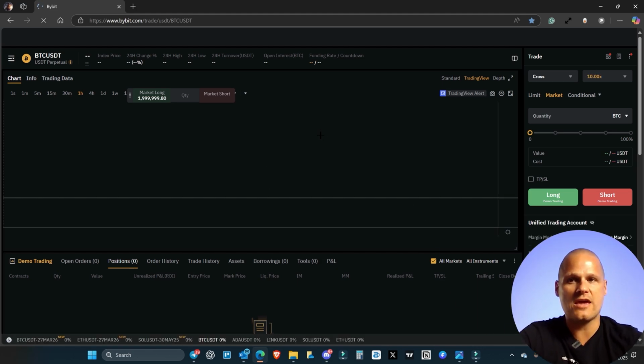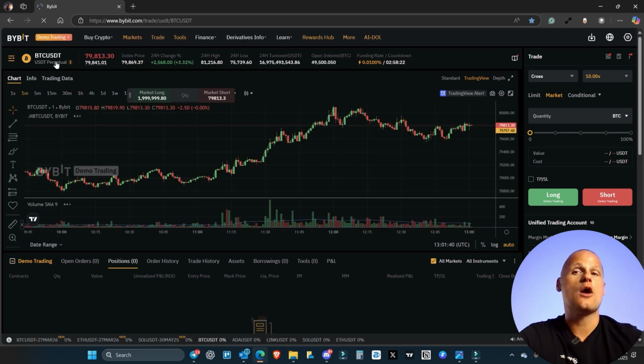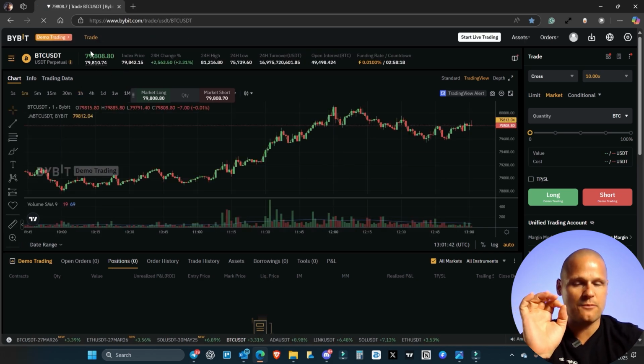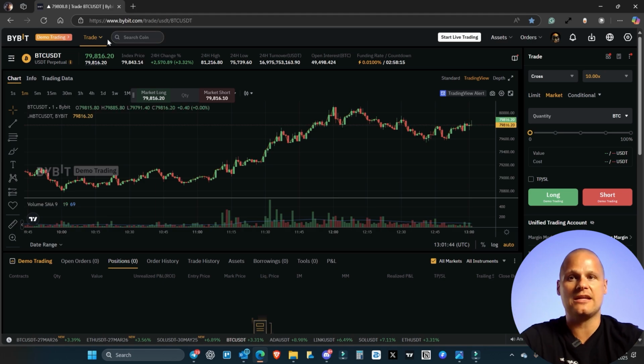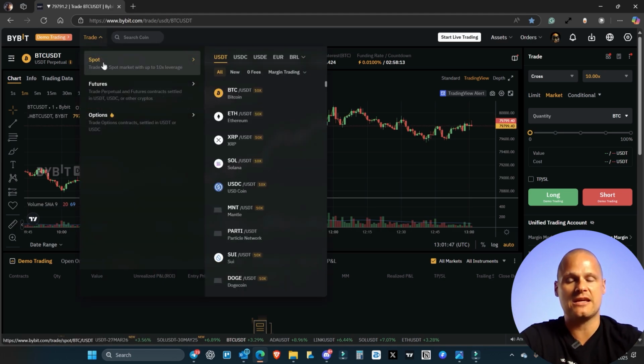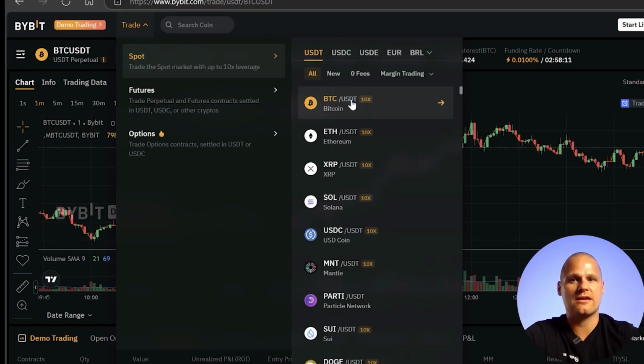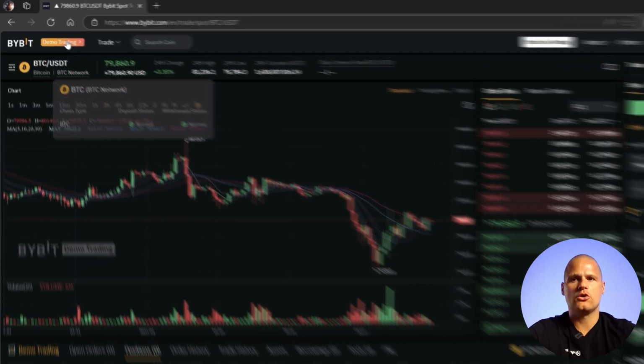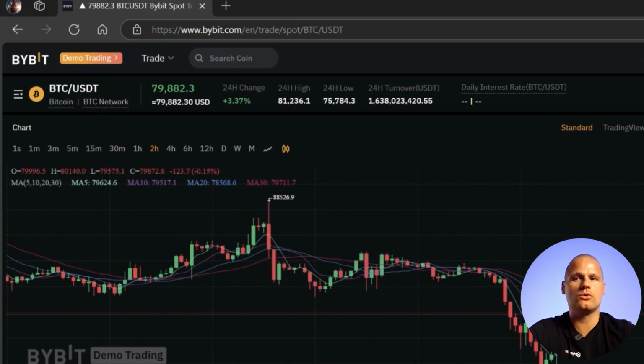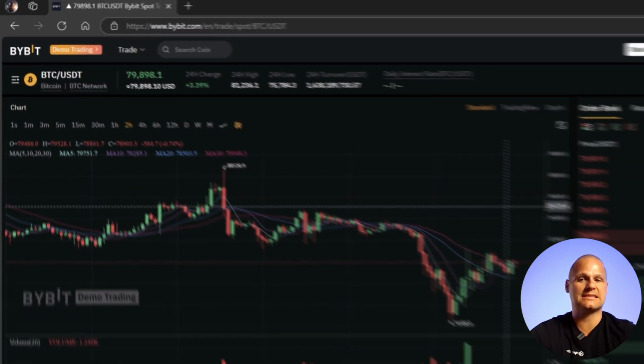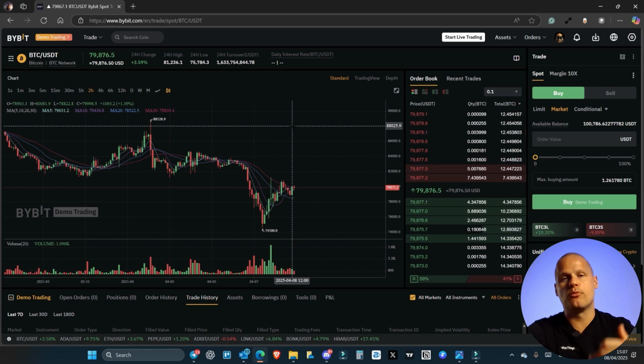So here we are right now. We have USDT perpetuals, but if we want to trade spot, I need to switch to spot in here. You see now it has disappeared. It's not a USDT perpetual contract, but USDT Bitcoin network. So it's basically spot. All right, so let's try to put on some trade.